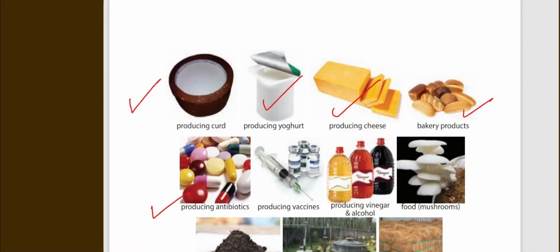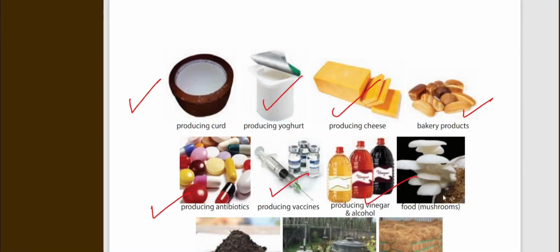Producing antibiotics. Antibiotics are produced basically by bacteria, and they are produced by fungi initially. The first antibiotic was discovered by Alexander Fleming. That is penicillin. Producing vaccines.